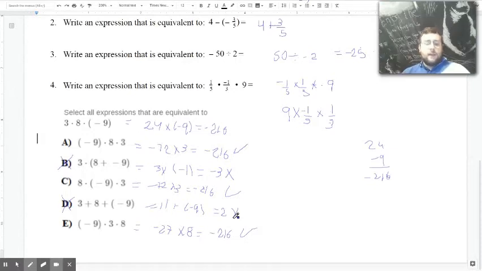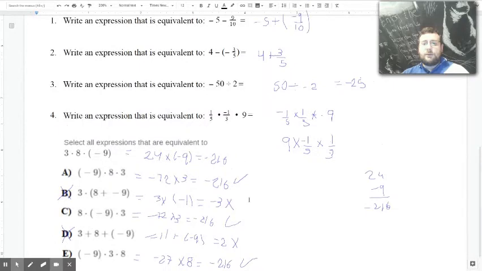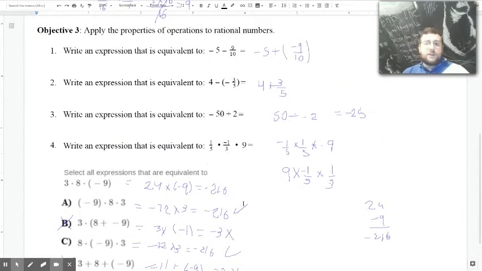Okay? Now remember, the skills for objective 3 that I was trying to review: subtraction is just adding the opposite, so you can rewrite it as plus the opposite number. Division cannot change the sequence, but you can change the placement of the negative signs. So long as you have the same total number of negative signs, it's going to be equivalent. Multiplication, you can change the order and change who has the negative signs. As long as the total number of negative signs stays the same, it's going to be equivalent.